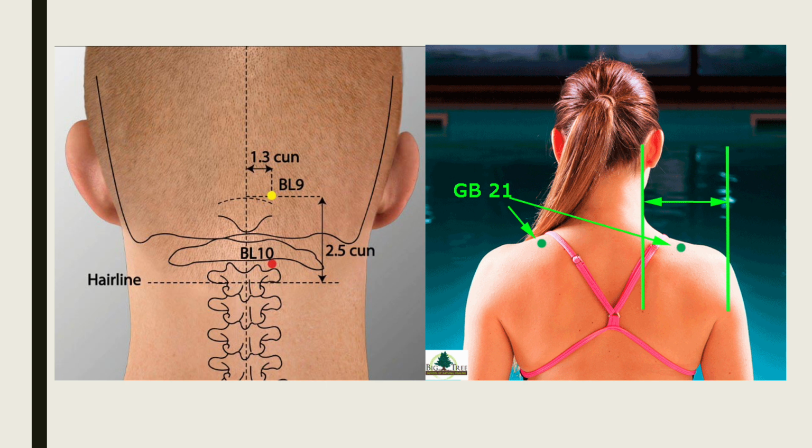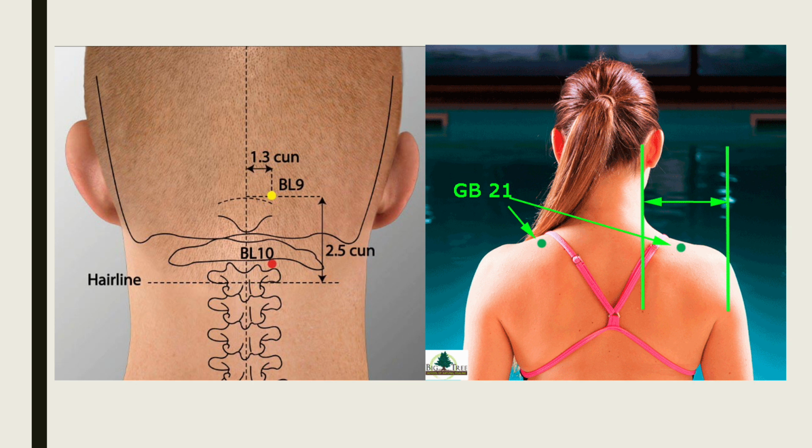Urinary bladder 10 is located in area 5, between the second cervical vertebra and the earlobes, in the depression on the lateral aspect of the trapezius muscle. It is the most common pressure point of upper body disease.